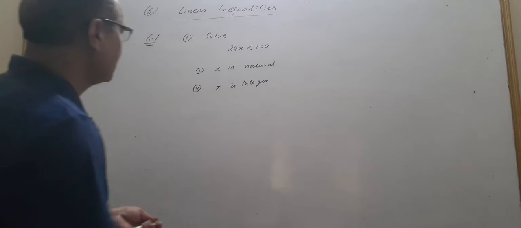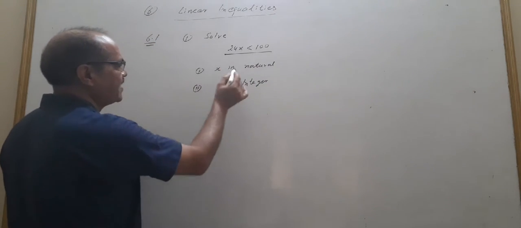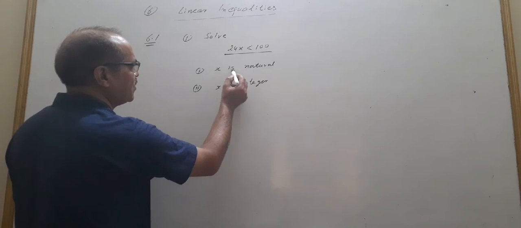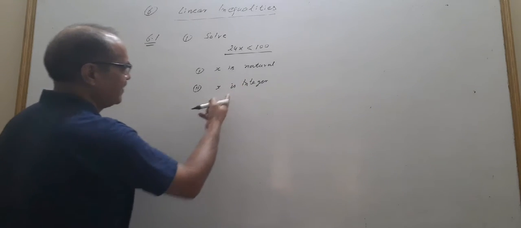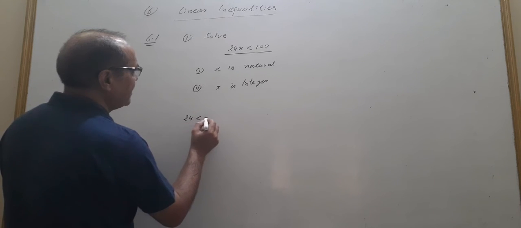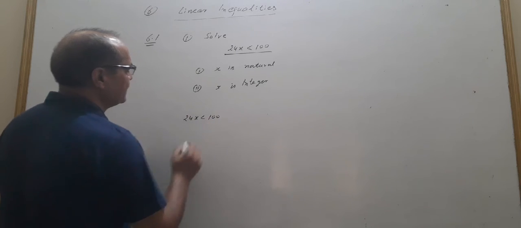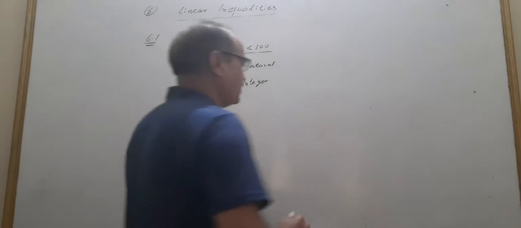Now, the problem is this. The first case is to write the result of x when x is a natural number, and write the result when x is an integer. So in the first case, first of all, the inequality is this. Okay, and you note one thing.